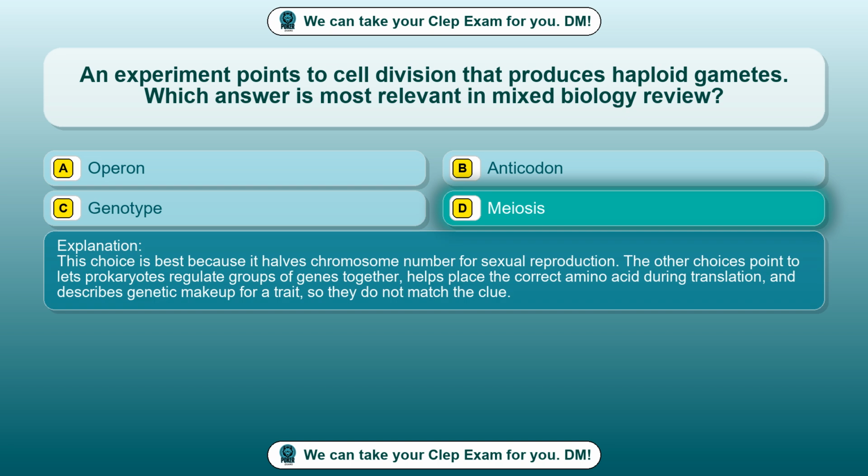This choice is best because it has chromosome number for sexual reproduction. The other choices point to lets prokaryotes regulate groups of genes together, helps place the correct amino acid during translation, and describes genetic makeup for a trait, so they do not match the clue.